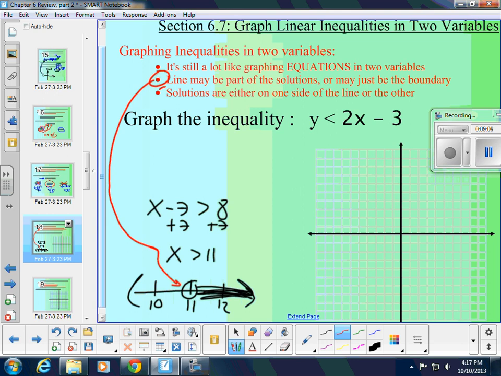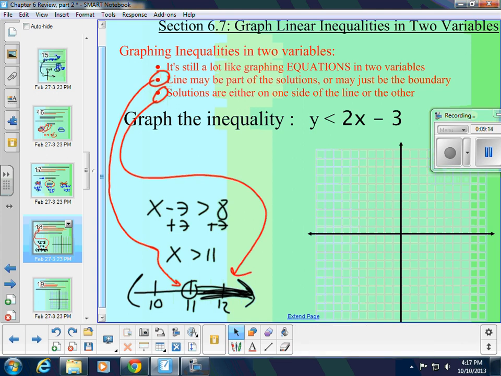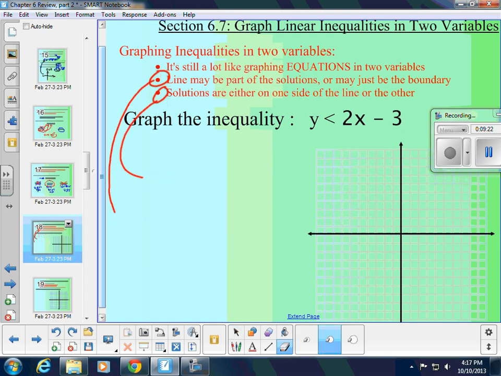And same thing with the second bullet point here. The solutions are either on one side of the line or the other. Well, that same thing happened down here. In this case, it was all greater than, so I shaded to the right. So my solutions are either going to be on one side of that boundary or the other side, and I'll show you how that looks. So, going back to a problem here that I have.